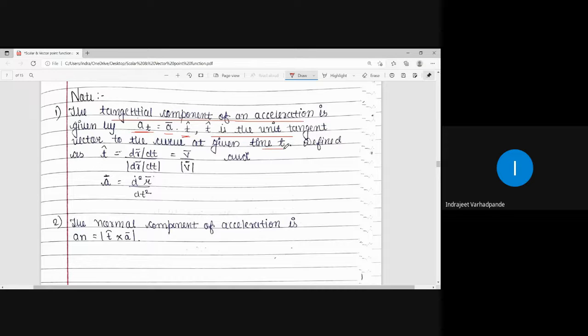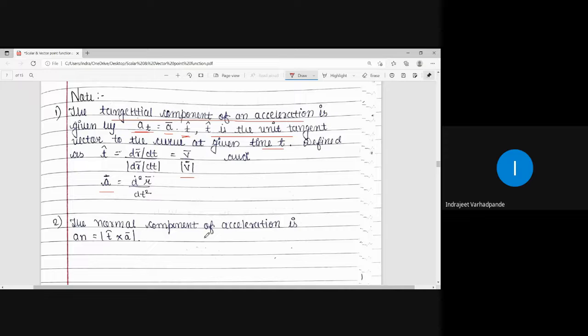T cap is nothing but the unit tangent vector to the given curve at time t, which is defined as t cap is equal to dr bar by dt upon the magnitude of dr bar by dt. But what is dr bar by dt? It is actually nothing but the velocity, which is denoted by v bar. So I can say that t cap is equal to v bar upon magnitude of v bar. And what is a bar? The acceleration. It is d2r by dt square. So whenever we are asked to find the tangential component of the acceleration, it will be given by a suffix t, which is a bar dot t cap.